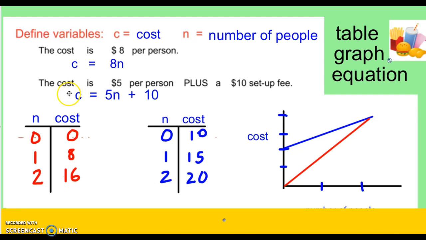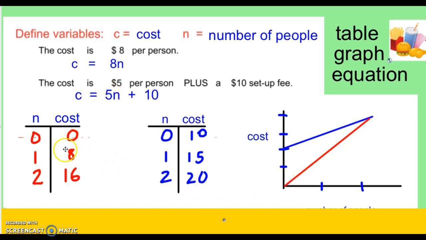The second option is $5 per person plus a $10 setup fee. So even if we don't have any customers, the N is going to be 0. That would still give us $10 cost. If we have one person, 5 times 1 is 5, and 5 plus 10 is 15. If we have two people, 5 times 2 is 10, and 10 and 10 is 20.